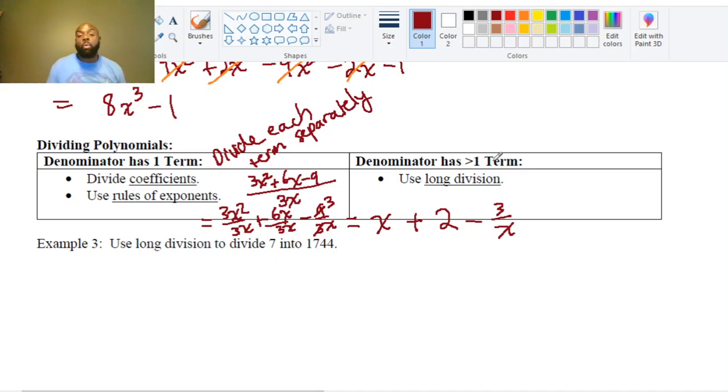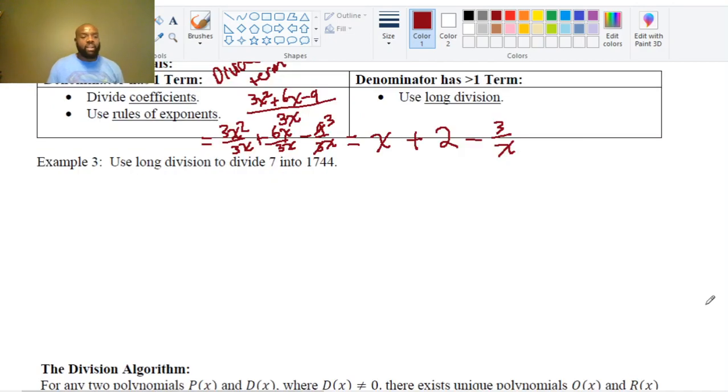When the denominator has more than one term, we have to use long division to do the division, all right? And so let's look at a review of long division with numbers, right? It says use long division to divide 7 into 1,744. Now, I'm going to do something that's a little bit extra here. I know you guys know how to divide, or if you don't, we're going to get a good review, but I'm going to be very intentional here because when you divide polynomials, there are a lot of steps that you can get confused about, right?